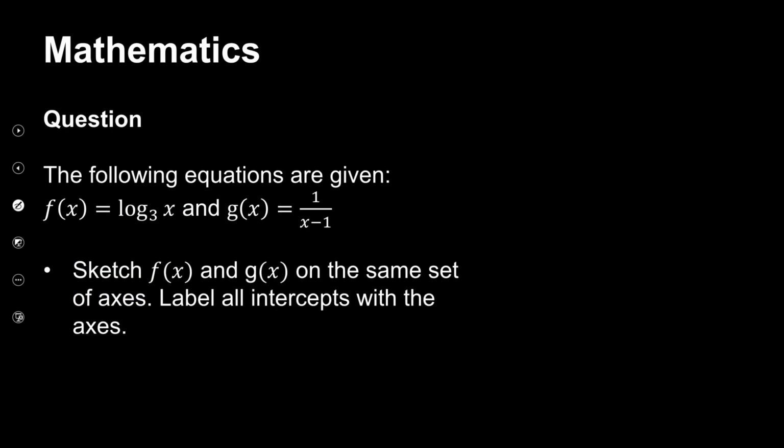So the first question says the following equations are given, and the equations are f of x is equals to a log. Immediately I see this, I'm already thinking the inverse will be the exponential graph, right? And then g of x will be the hyperbolic function. So now we need to sketch this, but before we do that, they tell us that we need to label our intercept with the x's.